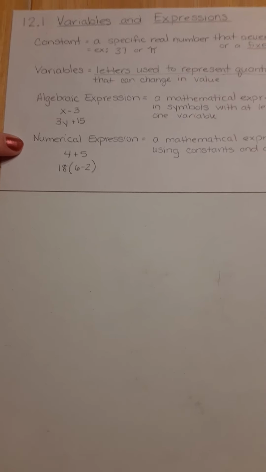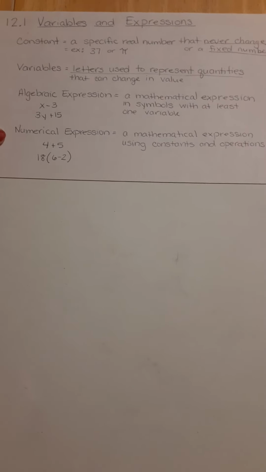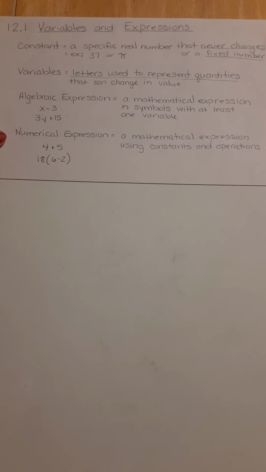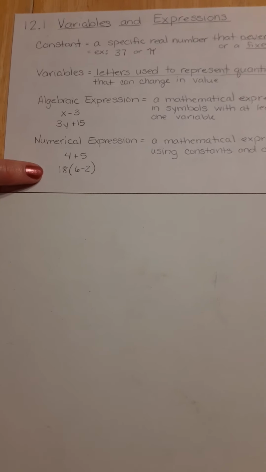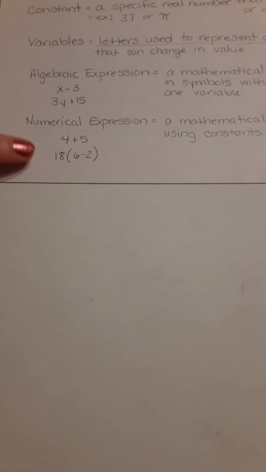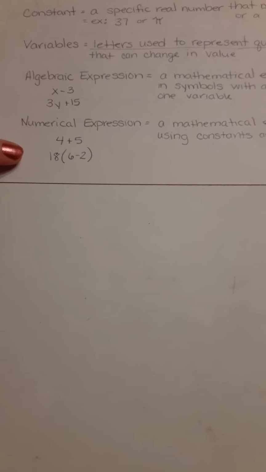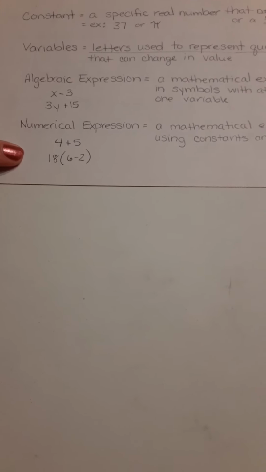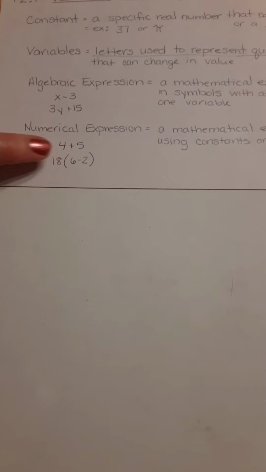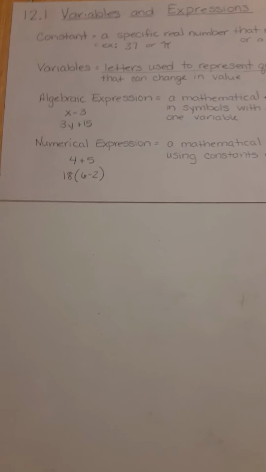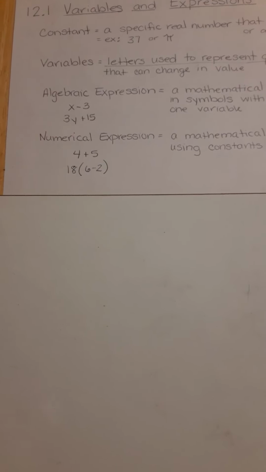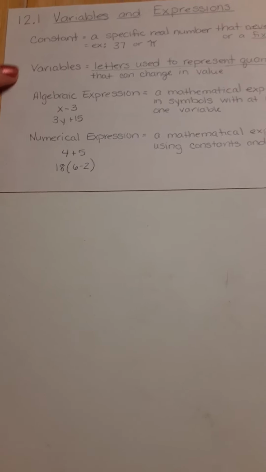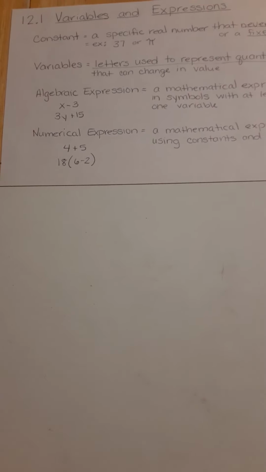Then I have what is known as the numerical expression. And it's simply a mathematical expression that uses constants and operations. So if you notice, there are no variables in here. Okay, we know the numbers. We just have to go ahead and simplify it and work with it. Okay, I have addition, I have subtraction, I have multiplication, I can do division. It's any operations that use constant numbers. Okay, so we're going to go ahead and work with these today and know how to use them interchangeably here.